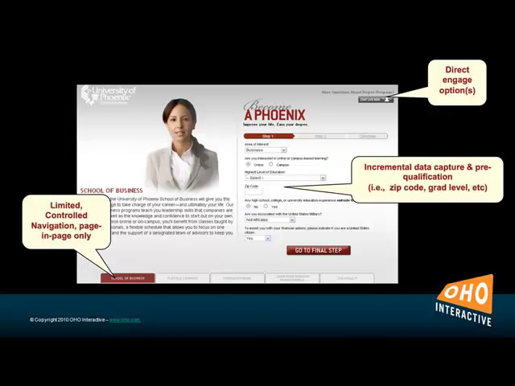Here's another example of what's going on here. Again, this has got a little bigger form here on the right-hand side. Incremental data capture, I think, is really helpful. So they're starting to get information: zip code, where are people coming from, how are they targeting? So they're starting to get some other demographic information. You notice that they're asking you that information first before they're asking for your personal information. They've not asked for your name.